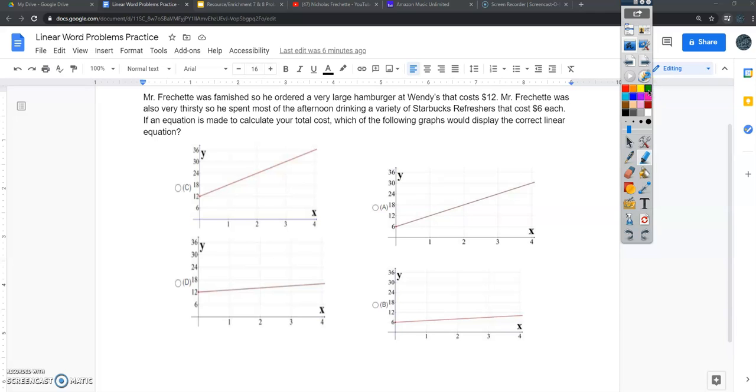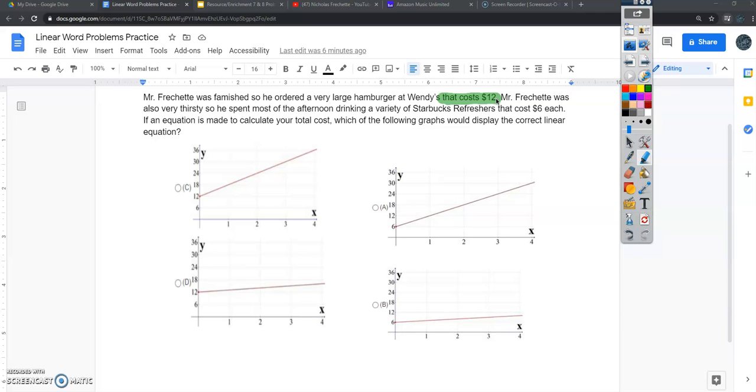In the first sentence, it says, Mr. Frechette was famished, so he ordered a very large hamburger at Wendy's that cost $12. What should I underline there? $12. Okay, $12. Perfect. He bought that large hamburger for $12. What do you think that $12 is going to represent, Jamari? Yes, my b value, right?